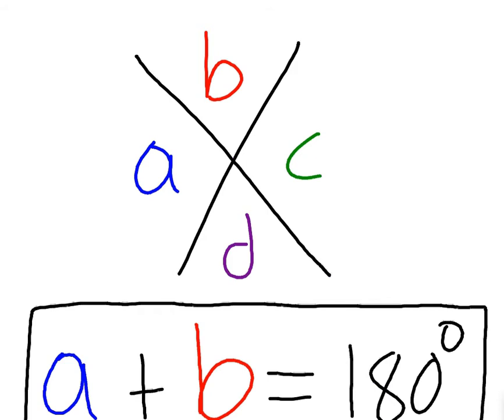I've got a diagram here with four angles, okay? So somebody tell me a pair of vertical angles from this diagram. B and D, good. They're directly opposite from each other. And two more, A and C, right? Those are our two pairs of vertical angles.